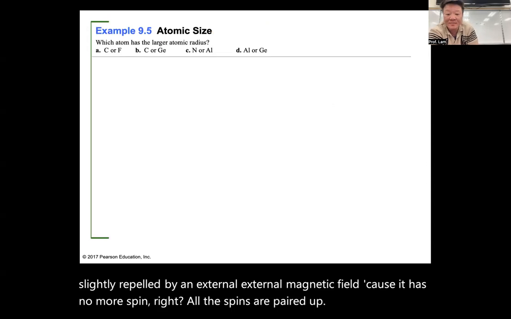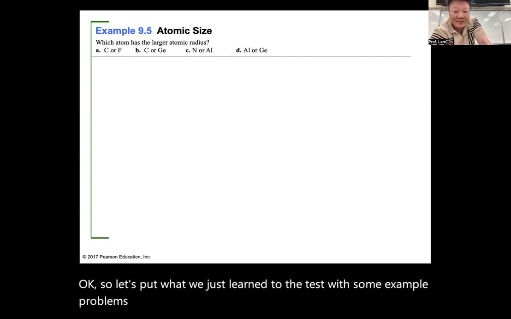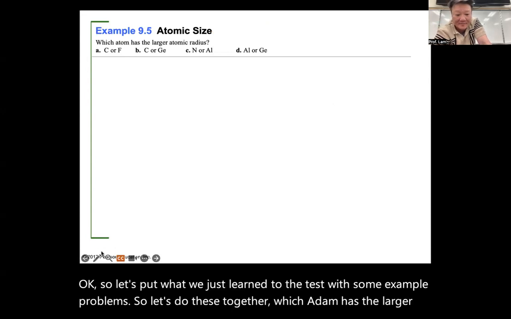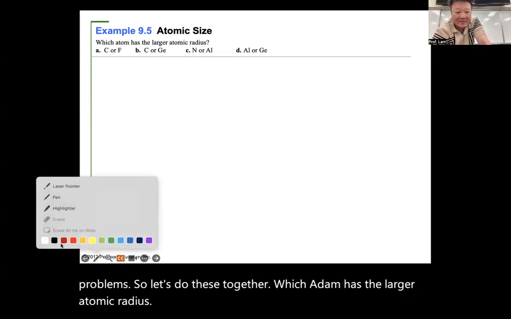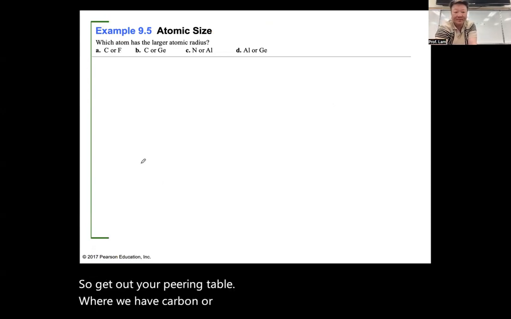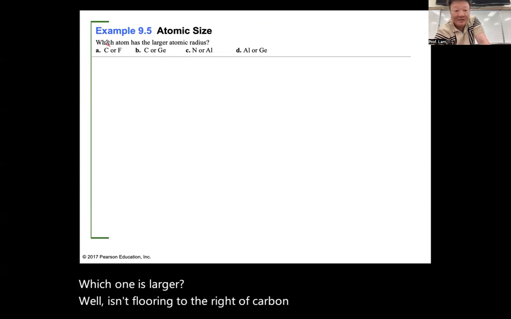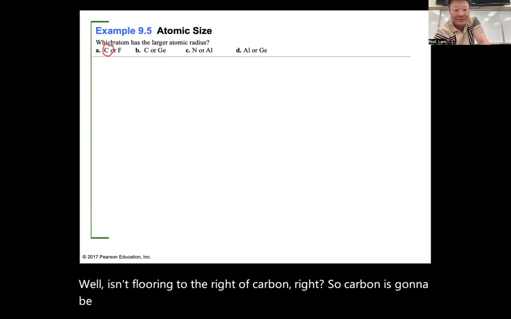Okay, so let's put what we just learned to the test with some example problems. Let's do these together. Which atom has the larger atomic radius? So get out your periodic table. All right, we have carbon or fluorine. Which one is larger? Well, isn't fluorine to the right of carbon, right? So carbon is going to be larger.